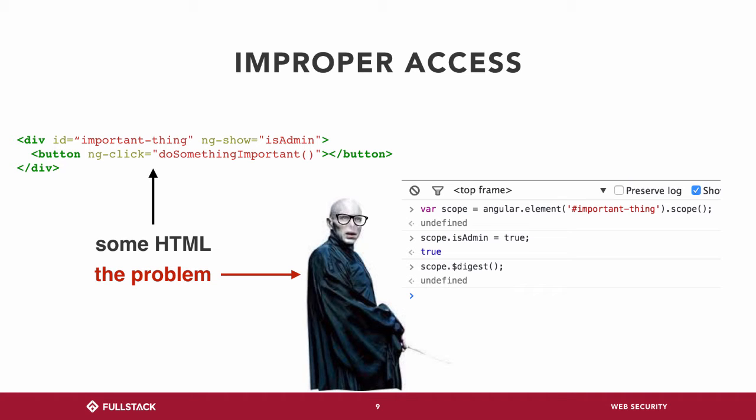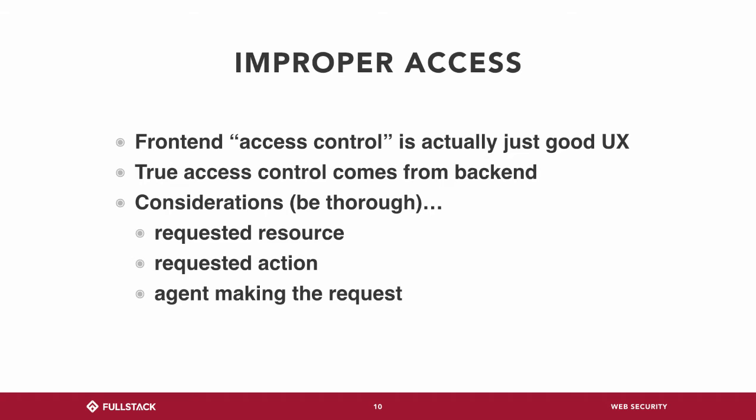Here's an example of how this gets done. You could do Angular element, grab the scope, and modify it, right in the console. Again, when we think about the UI, I think what you have to think about is that you're really putting this in there for usability purposes. In other words, you don't want to show a link that the user can't do anything with.